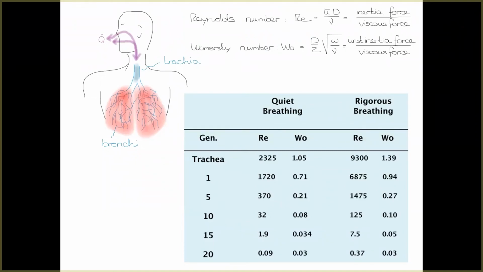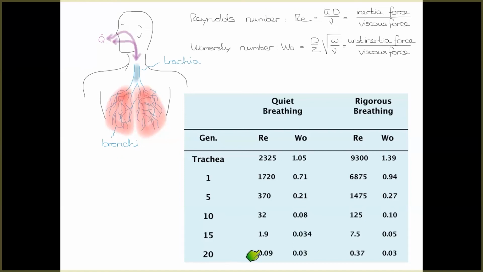Okay, but then at least the Womersley number goes down very quickly, and also the Reynolds number. Up beyond about generation 5, even when we do rigorous breathing, we have a low enough Reynolds number that we can assume laminar flow. And then we can use Poiseuille's law in order to estimate the resistance in the tube as a function of the mass flow. And you can see these numbers are decreasing.